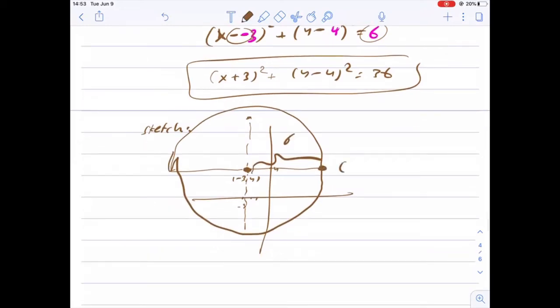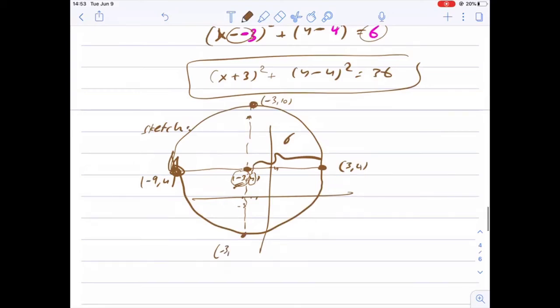Now how to find this point here? We add 6 to -3, to the x. So that gives 3, 4. If we want to find this point here, we subtract 6 from -3, we get -9, 4. If we want to find this point here, we add to y, to 4. We add 6, we get -3, 10. And if we want to find this point here, we subtract 6 from the height. The height is 4, or the y-axis is 4. We subtract 6, we get -2.